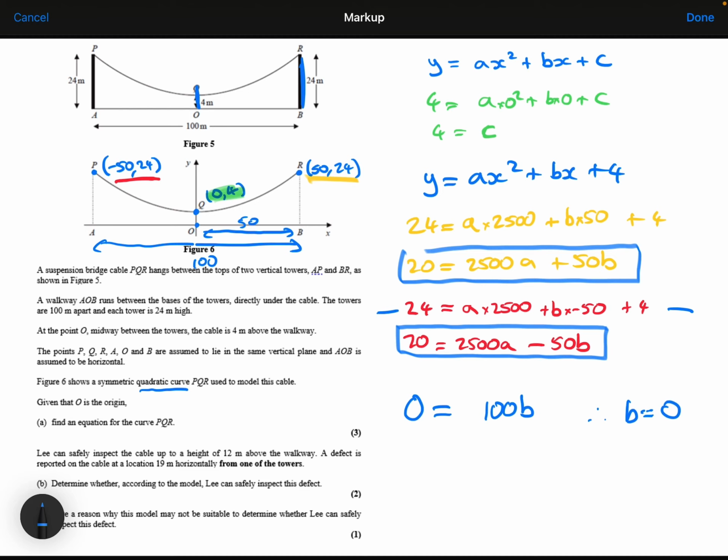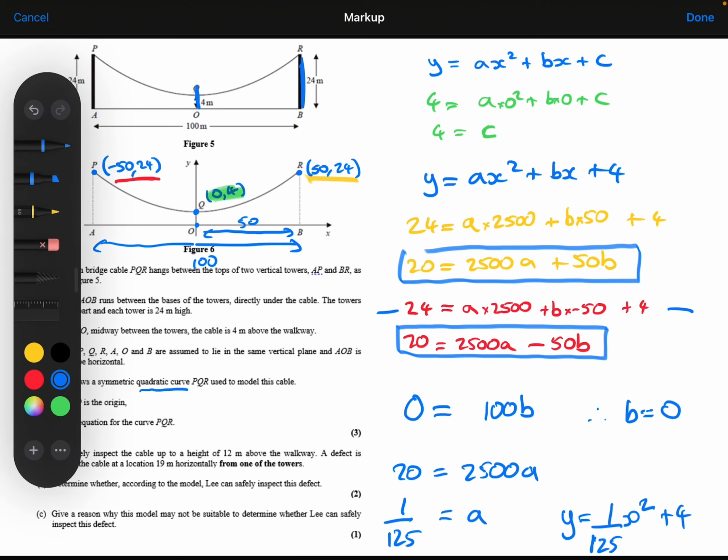And if b is 0, I can now say that 2,500a has to equal 20. So a is going to be 20 divided by 2,500. And the equation of my quadratic curve then is y equals 1 over 125 x squared plus 4. That's part A done.